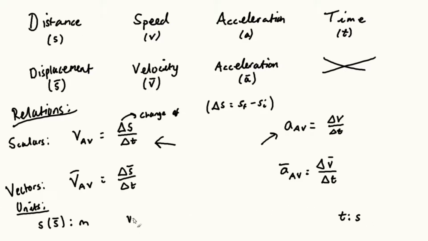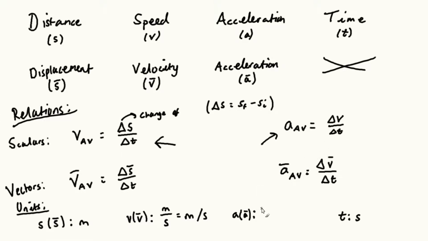Let's move on to speed or velocity. As you can see, in either of the two velocity or speed formulas, we have a distance divided by a time, which means in all of the formulas we have meters divided by seconds, and this means that our units are meters per second.